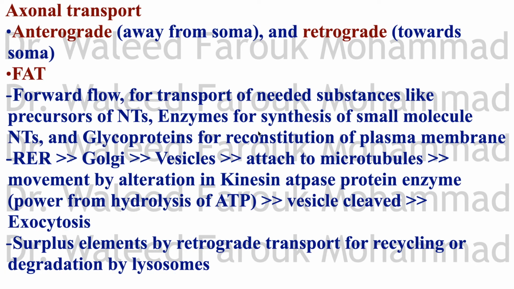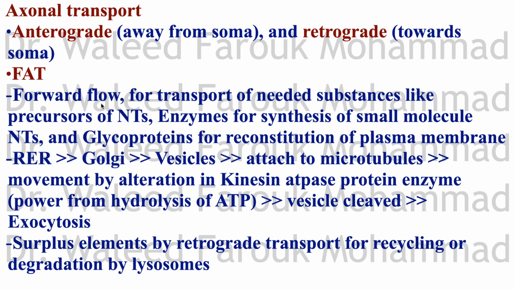Now in the axon, transport of substances occurs in both directions, away from the soma and towards the soma. Away from the soma is called anterograde transport, and towards the soma is called retrograde transport. Now, in each transport, there are fast and slow types.